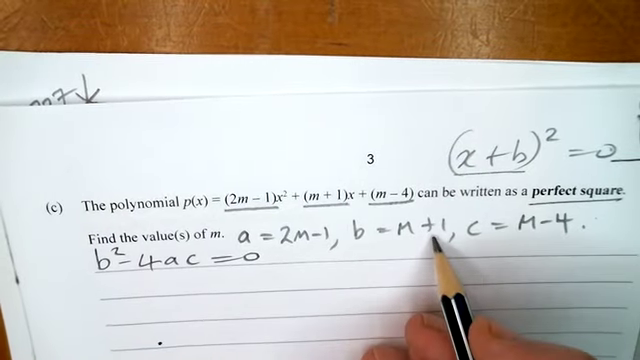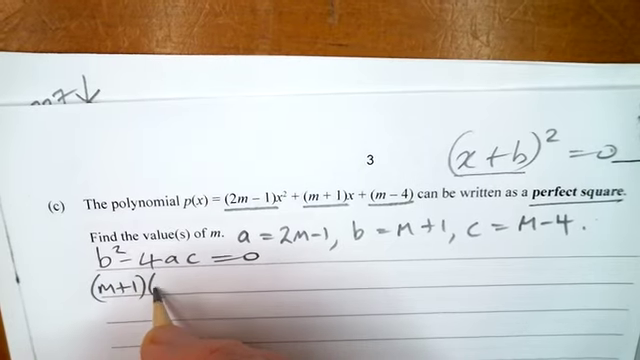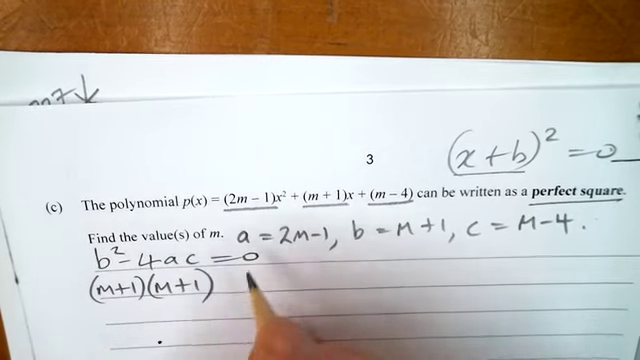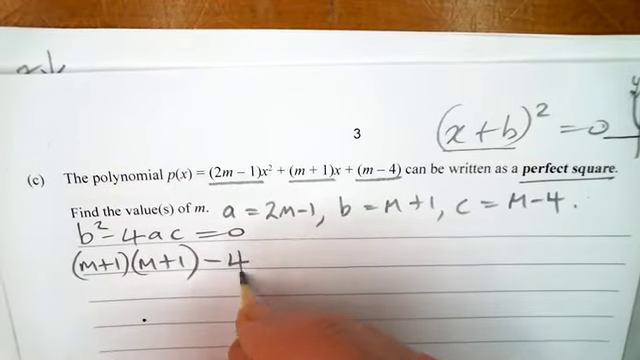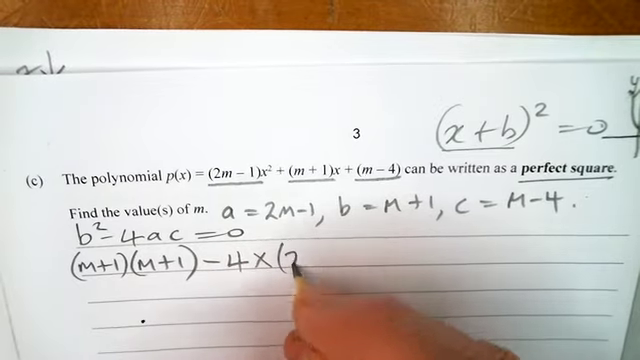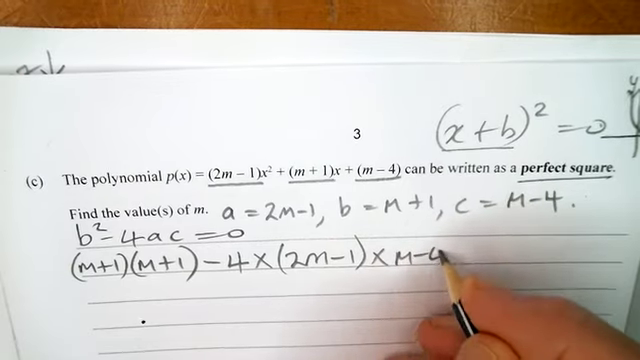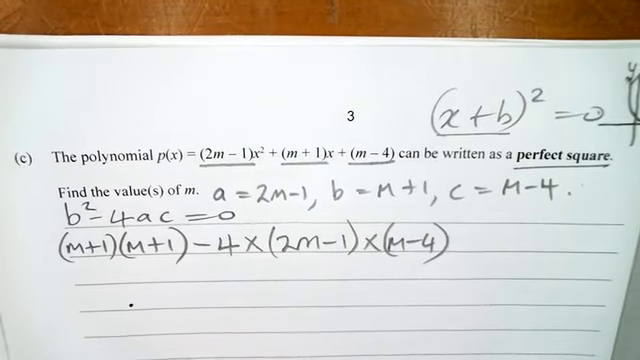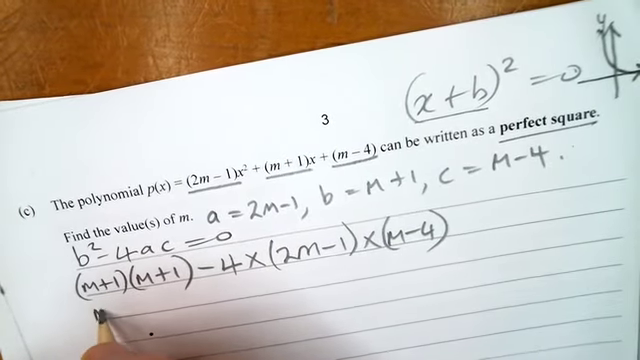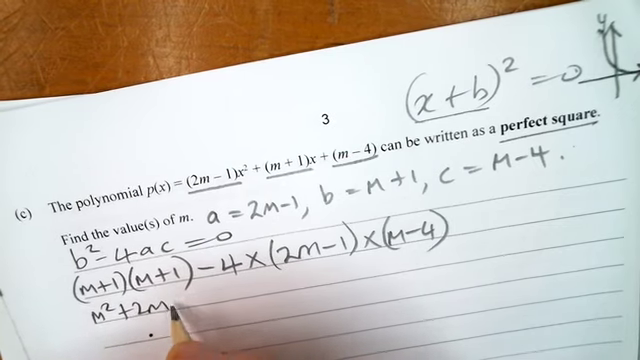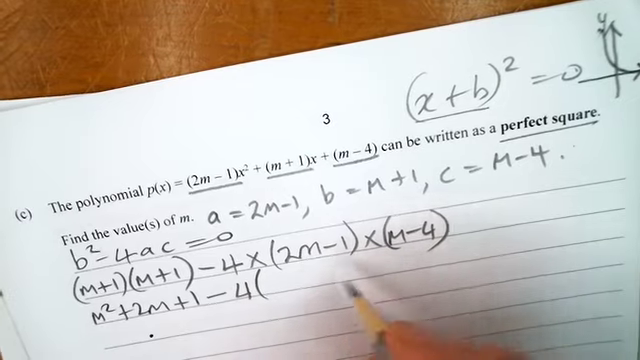So let's go through this and populate this equation with these values. First of all, b is m plus 1, squared. I'm just going to write it twice because I don't have a lot of room here. Then 4 times a, which is 2m minus 1, times c, which is m minus 4. All right, so I'm going to expand all that out. This bit expands out to m squared plus 2m plus 1, minus 4 times, and I'm going to put some brackets here, I'm going to expand this all out.